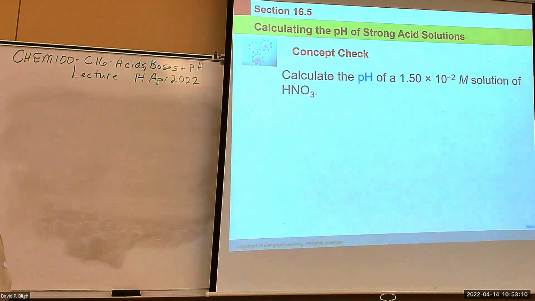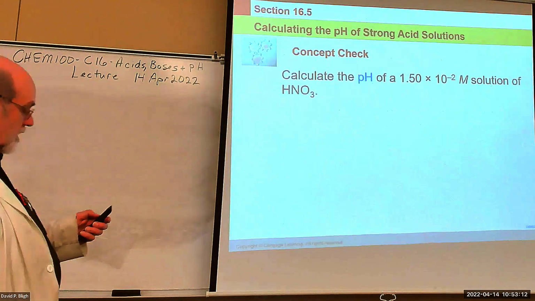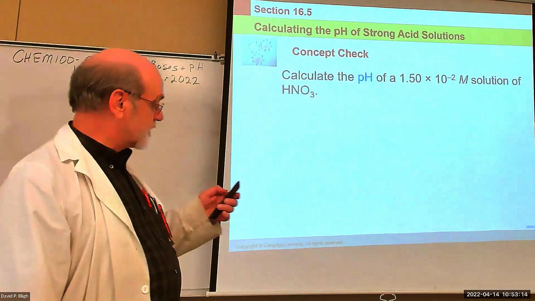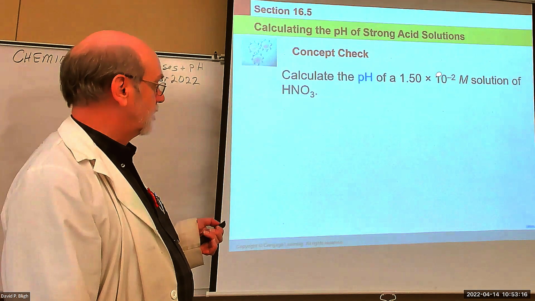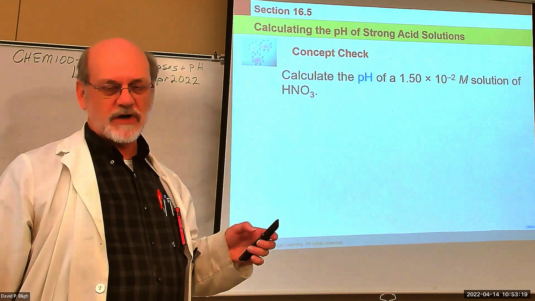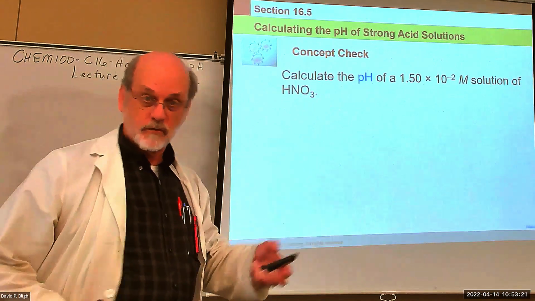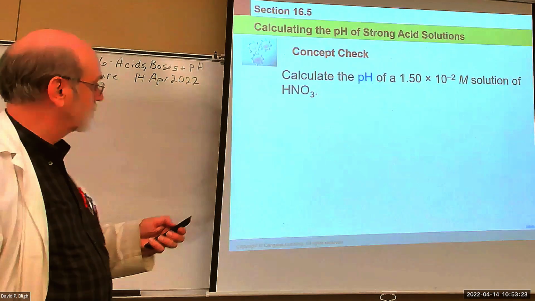All right. What's the pH of this one? Okay. Nitric acid at this concentration. Okay, that is significant. That's much, much greater than 10 to the minus 7. So we do a straight calculation.